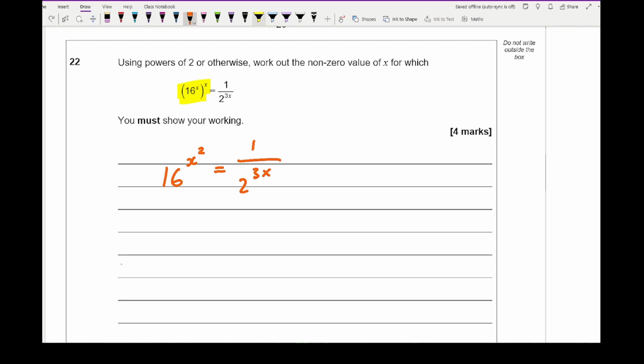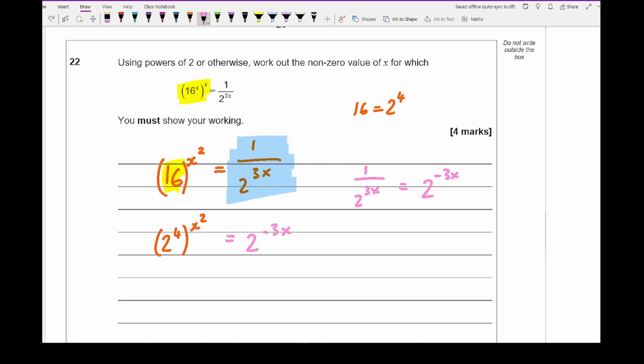Now what we want to do here is write 16 as a power of 2. So if I focus on this, I know that 16 is equal to 2 to the power of 4, so I can rewrite this as 2 to the power of 4 all to the power of x squared, and looking at this right hand side, using the rules of indices, I can write 1 over 2 to the power of 3x as 2 to the power of minus 3x, and what I then end up with is something that looks like this.